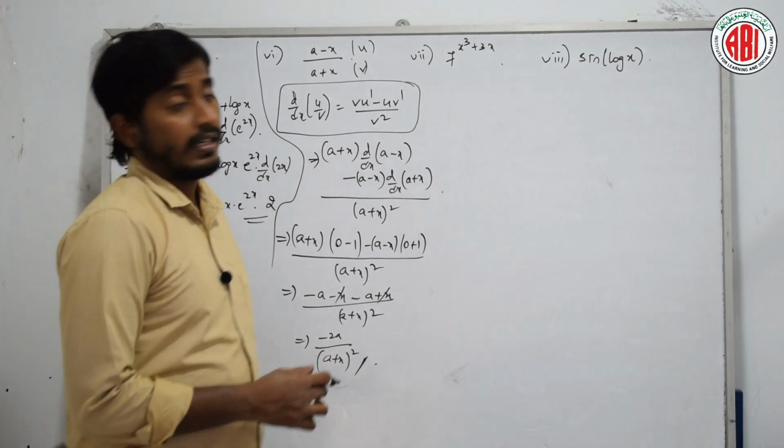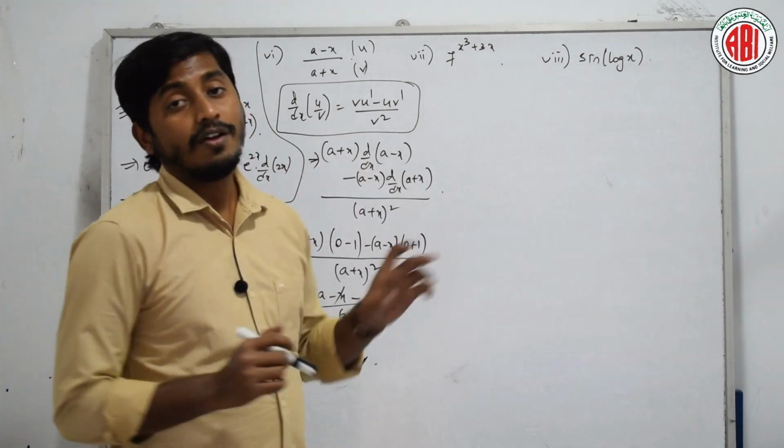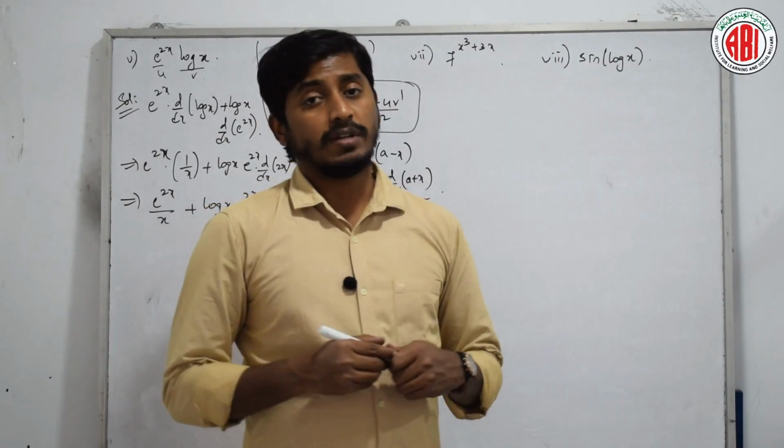Is it clear? Is it not easy to solve? What is that we have to remember? The u by v rule formula we have to remember. Is it clear? Shall we do the next problem?